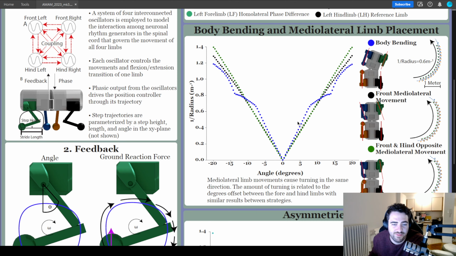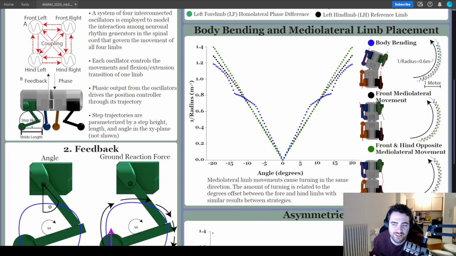But the main thing about this poster is we wanted to look at how different asymmetries and different types of turning are able to be produced. And so in this plot, we look at three types of body bending and medial lateral movement. So we have just regular body bending, where the front limbs are going to be at a diagonal compared to the hind limbs. Front medial lateral movement, which is going to step out to the side in the medial lateral direction, but only of the front limbs. And then we do front and hind limb, but we make them go in opposite directions for medial lateral movement. And we do this at half the angle as the others so that the angle difference between the hind and the fore stays the same so we can compare them.